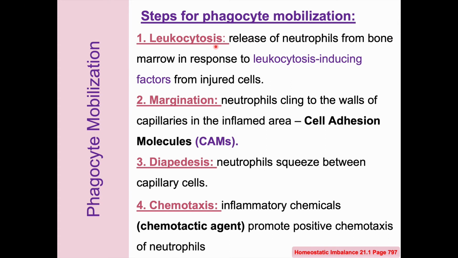Okay, then marginalization means the neutrophils go and stick to the cells, the bacterial cells, and then diapedesis, that is the neutrophil squeezes between the capillary cells, and chemotaxis is taking place. What I showed previously is taking place at the cellular level, but this phagocytic mobilization is taking place at the tissue level. Okay, so this is how the bacteria are getting killed.